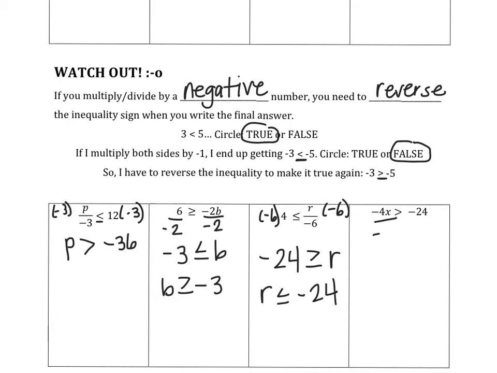Divide by a negative 4. Because I'm dividing by a negative on an inequality, I have to change the direction of the sign, so x is less than 6.